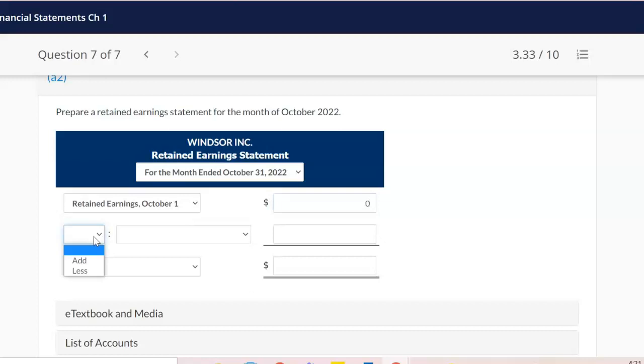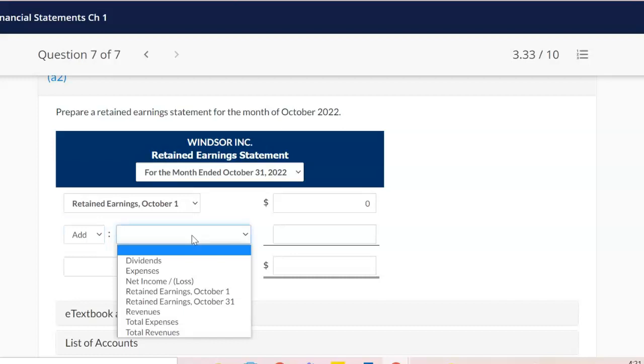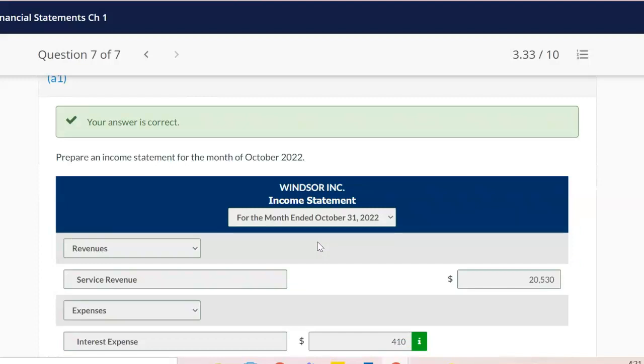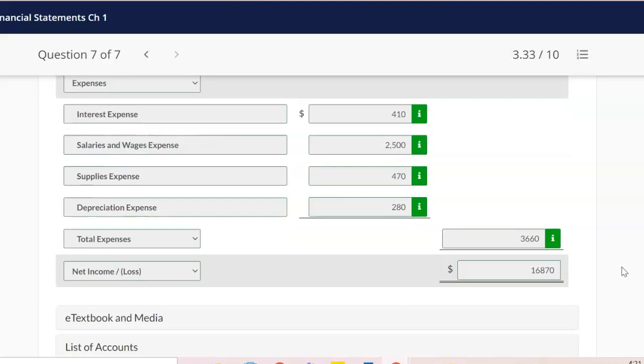Now, add net income. Now, go back to your income statements. Go back to your income statement. No, your income statement. Right. And copy this number. This is your net income.